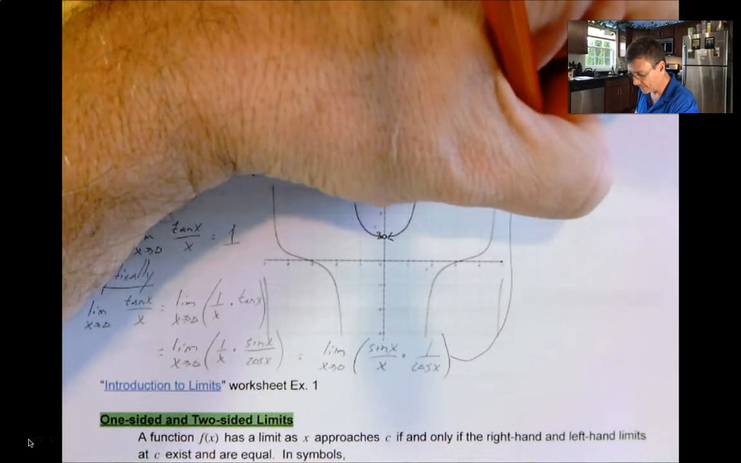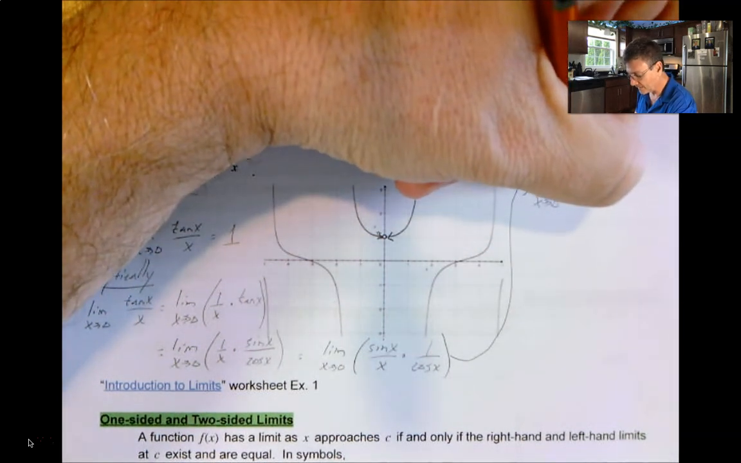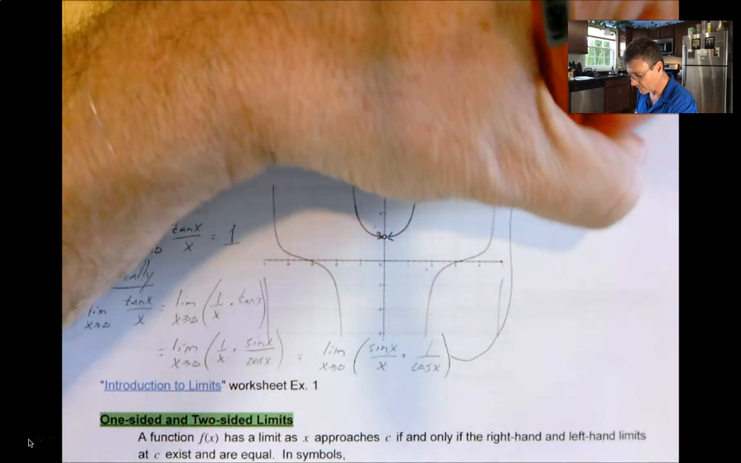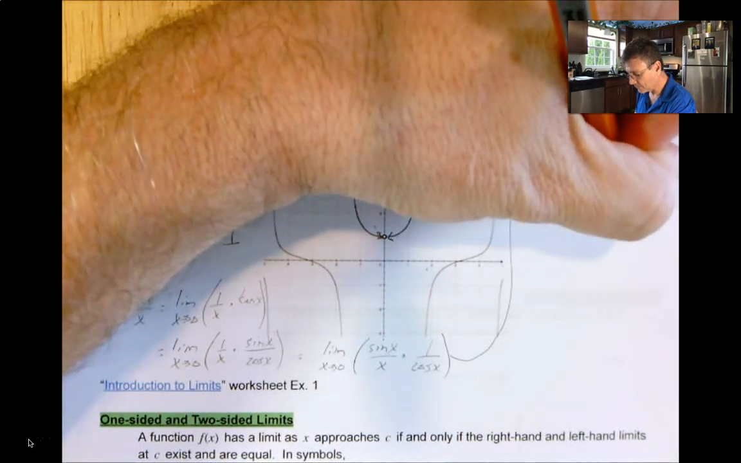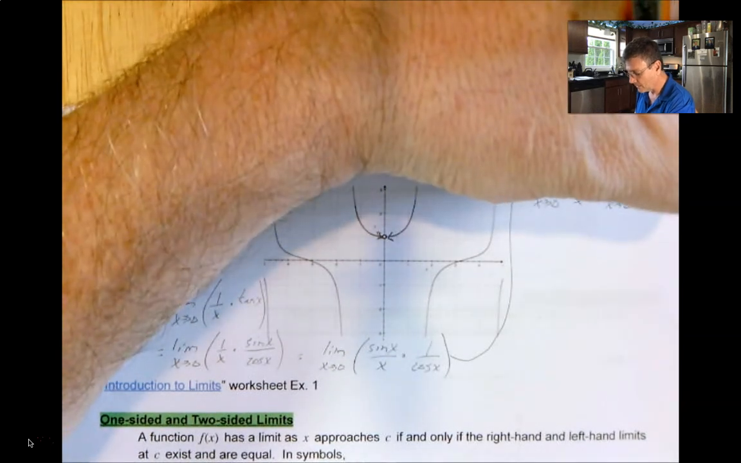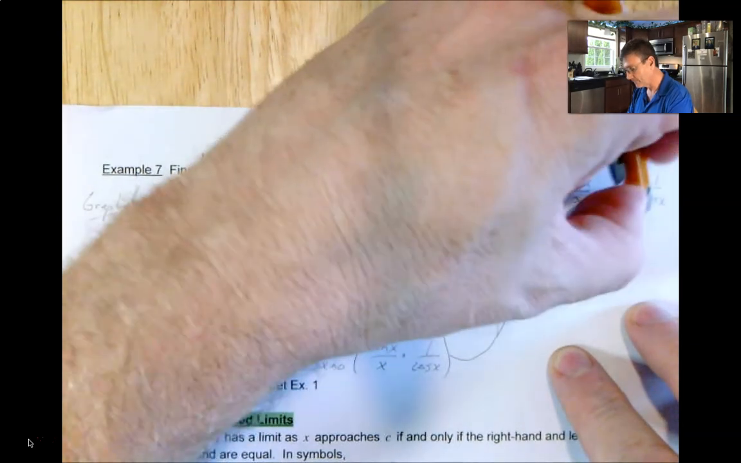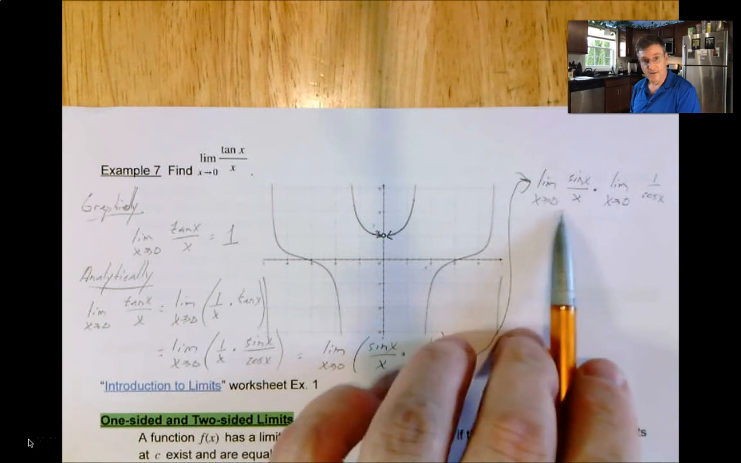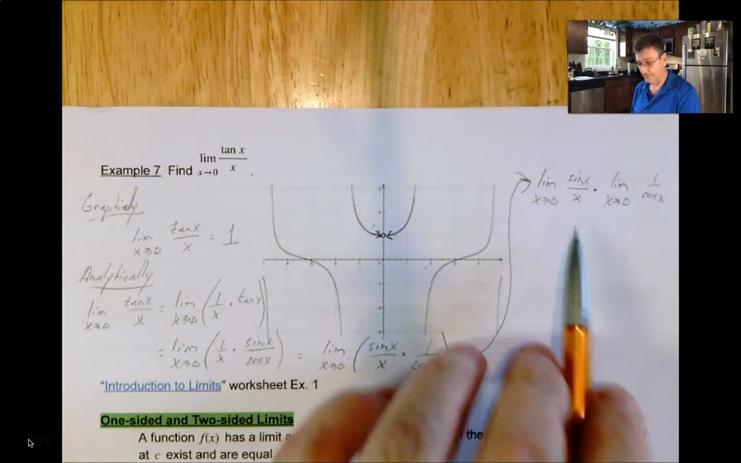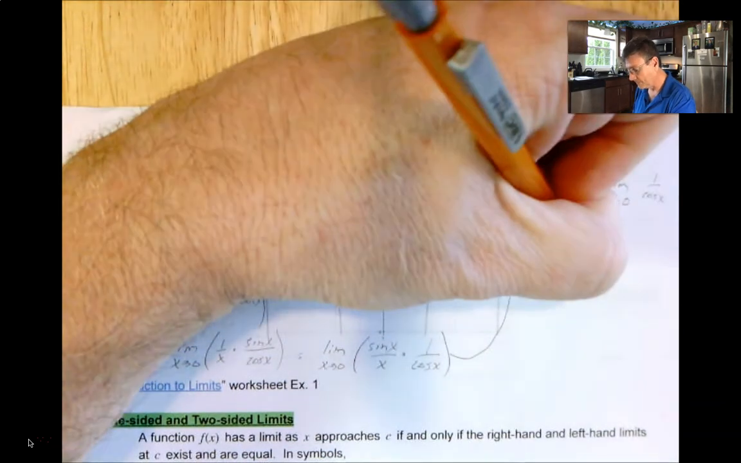So I now have the limit as x approaches 0 of sine x over x times the limit as x approaches 0 of 1 over cosine x. I don't need the parentheses. We know what this is from example 6. I said something that you want to memorize, right? That equals 1 times.